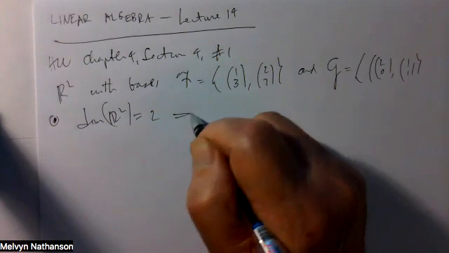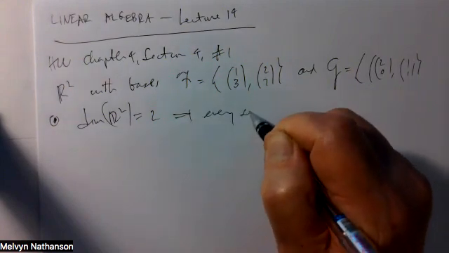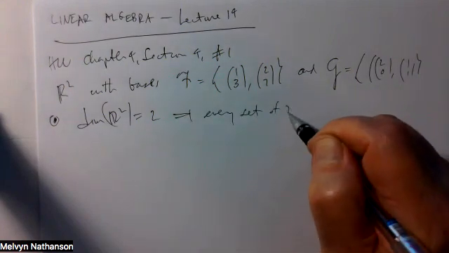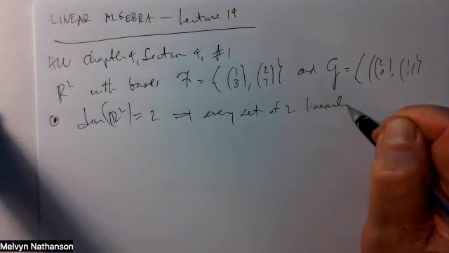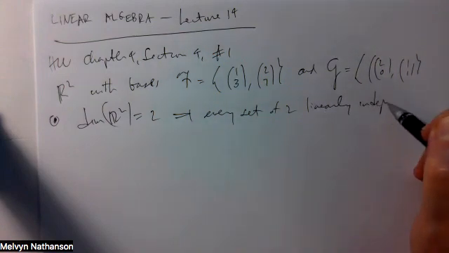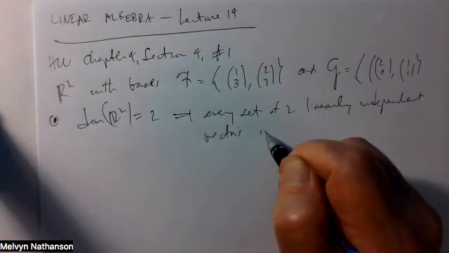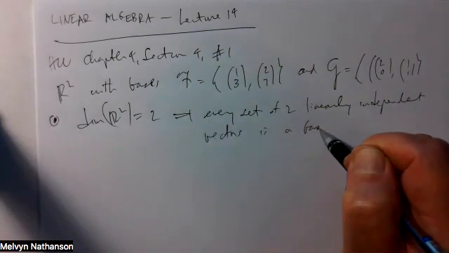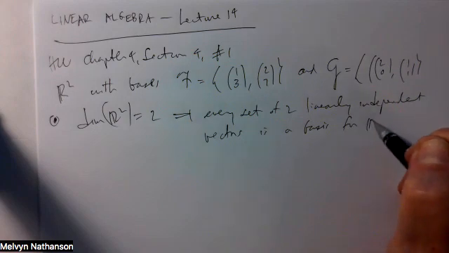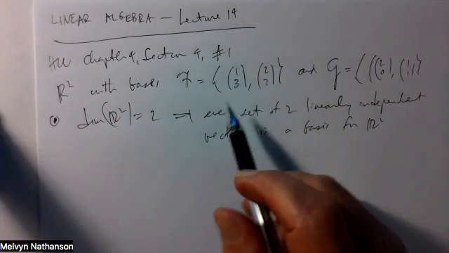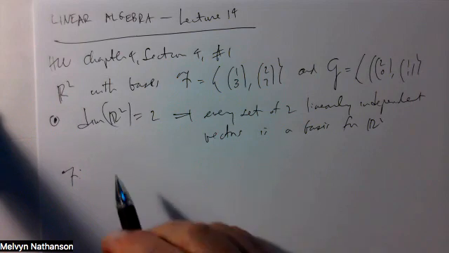The dimension of R2 is 2. So every set of 2 linearly independent vectors is a basis for R2. So let's look at F, for example.